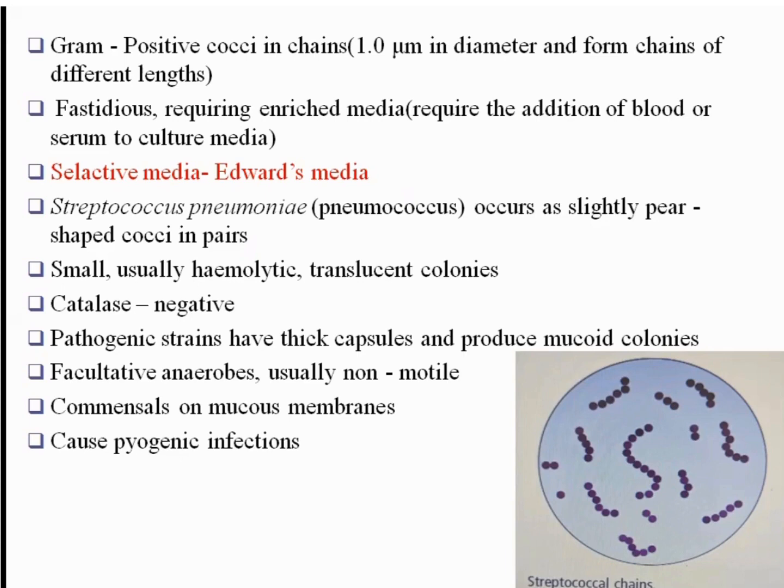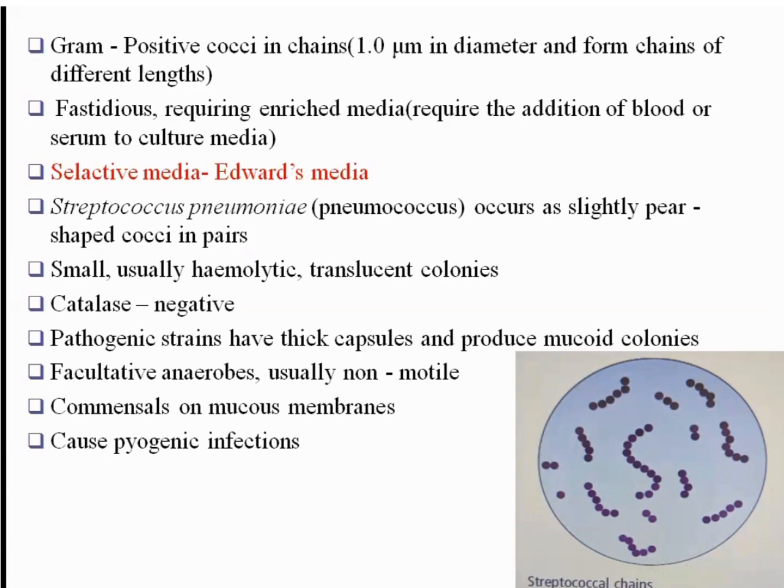The next point: Streptococcus pneumoniae, also called the pneumococcus, occurs as slightly pear-shaped cocci in pairs. Other species are round in shape, but Streptococcus pneumoniae is slightly pear-shaped. They produce small, hemolytic and translucent colonies on blood agar. They are catalase negative.